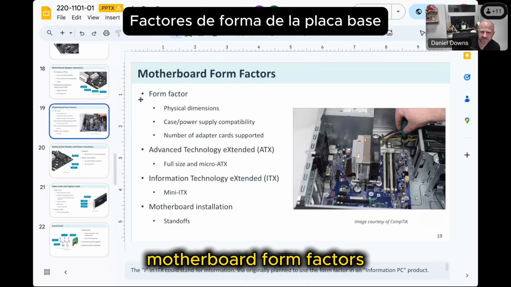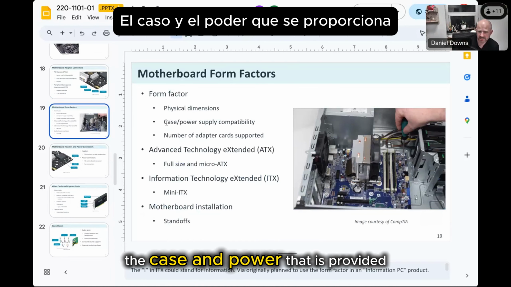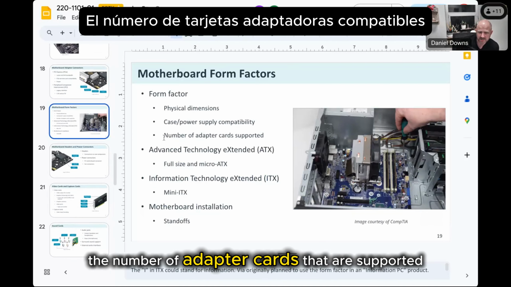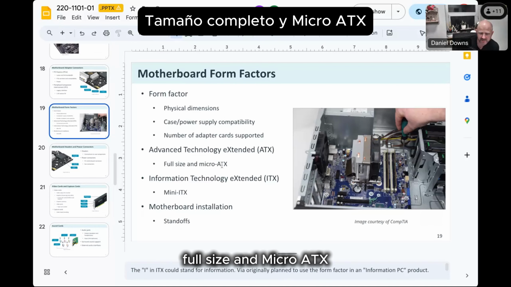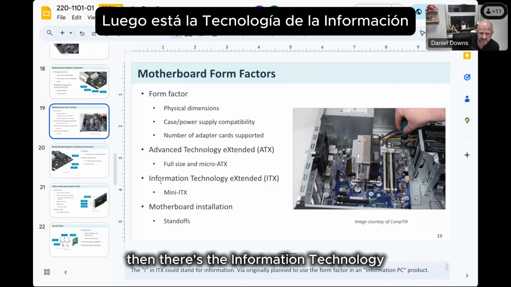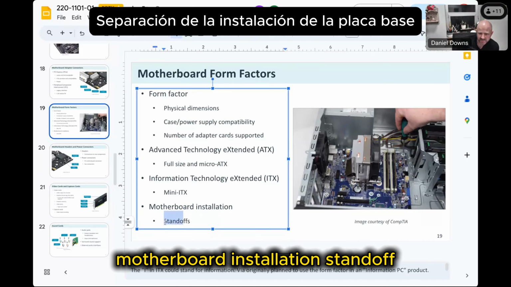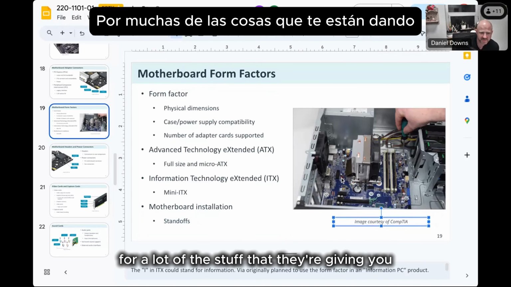Motherboard form factors. There's the physical dimensions of the motherboard, the case and power that is provided to the motherboard by what it's inside of, the number of adapter cards that are supported, Advanced Technology Extended, ATX, full size and micro ATX. Then there's Information Technology Extended, mini ITX, motherboard installation standoff. And then CompTIA is pretty good about providing a picture for a lot of the stuff that they're giving you.